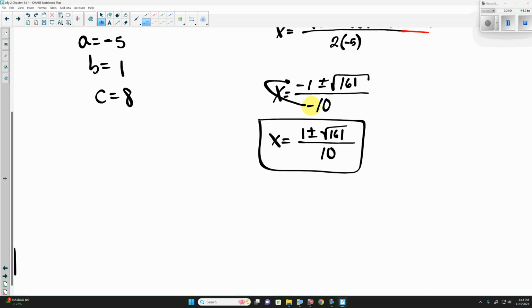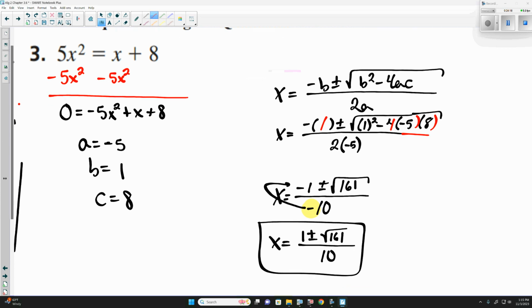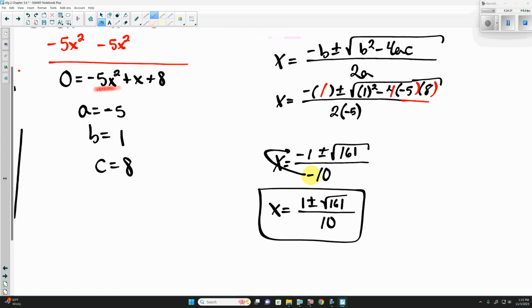The other way we could have done this and avoided that whole thing was I could have changed the signs here. I'll show you guys. Okay, we're not using a crayon, because that just got way too messy. Actually, we'll just use this color. What I could have done is divided everything by negative 1, which would have made this positive 5, negative 1, and negative 8.